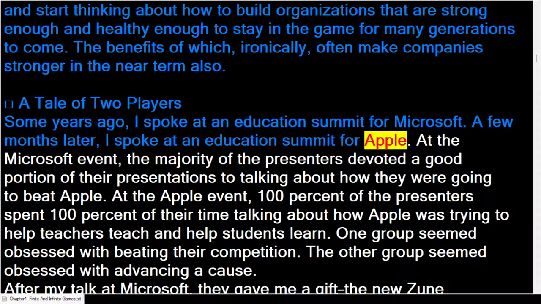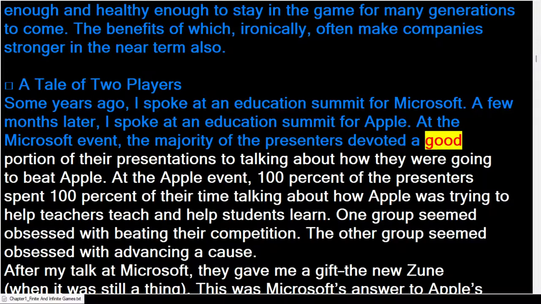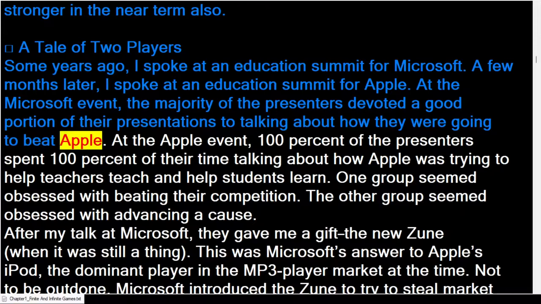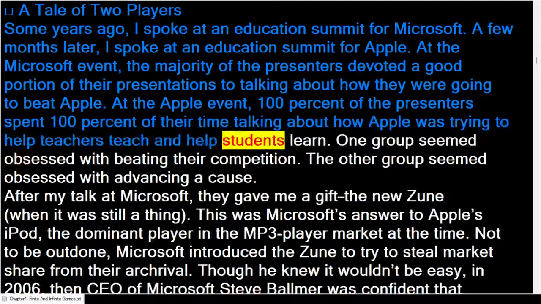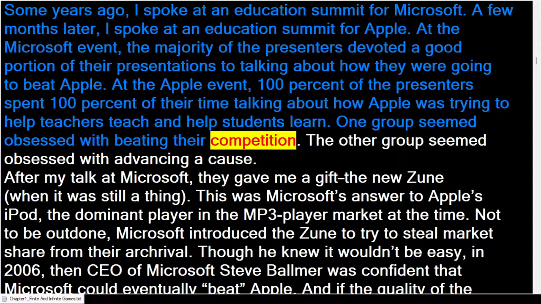At the Microsoft event, the majority of the presenters devoted a good portion of their presentations to talking about how they were going to beat Apple. At the Apple event, 100% of the presenters spent 100% of their time talking about how Apple was trying to help teachers teach and help students learn. One group seemed obsessed with beating their competition. The other group seemed obsessed with advancing a cause.